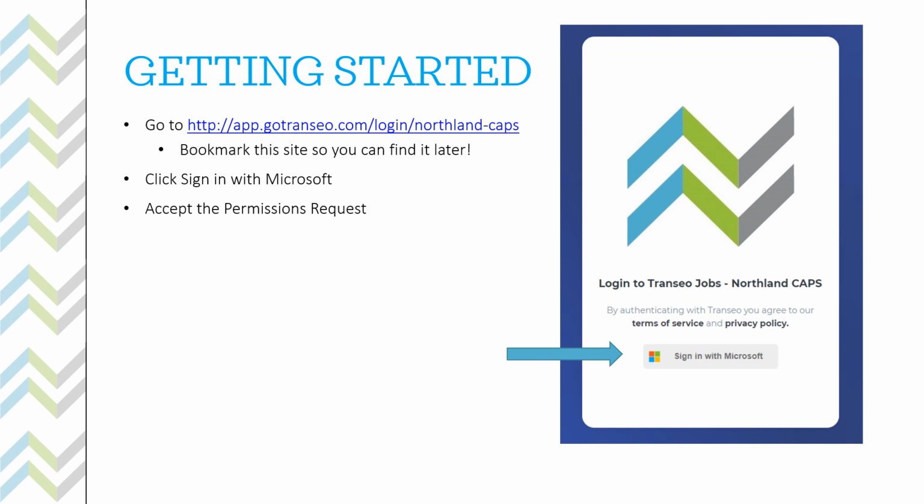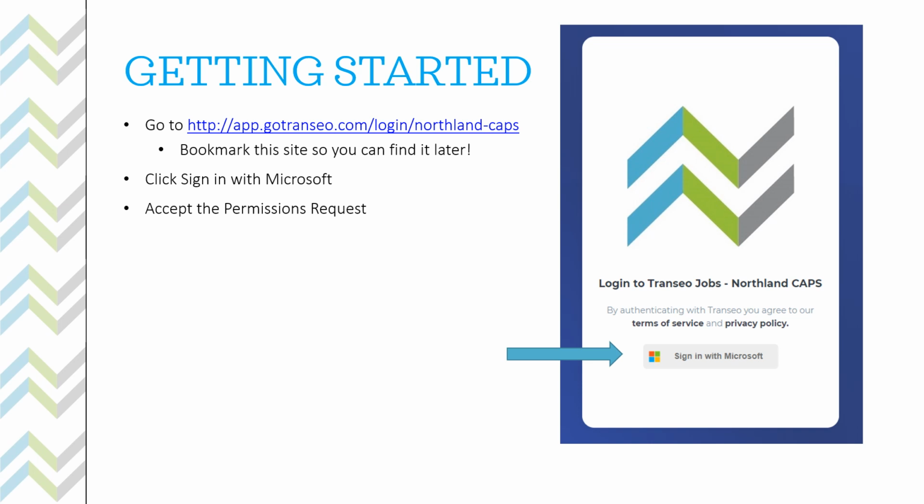Okay, so how do we get started? The first thing is you need to go to the Transeo website, which is here on the screen: app.gotranseo.com. Whenever you do that, if you were to stop right there, it would ask you for your school, and you would type in Northland NCAPS, and it would take you to this page with the login for Northland NCAPS on it. So bookmark that site, because then you can find it easily later on. Who wants to type that out all over again?